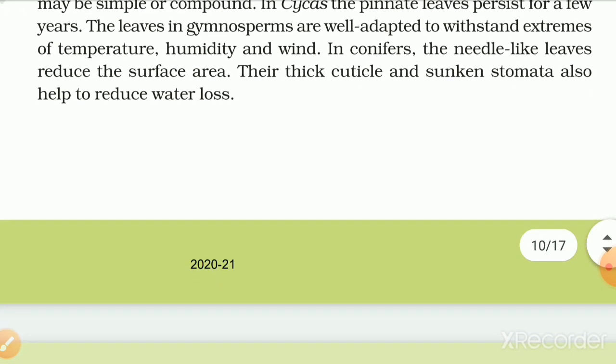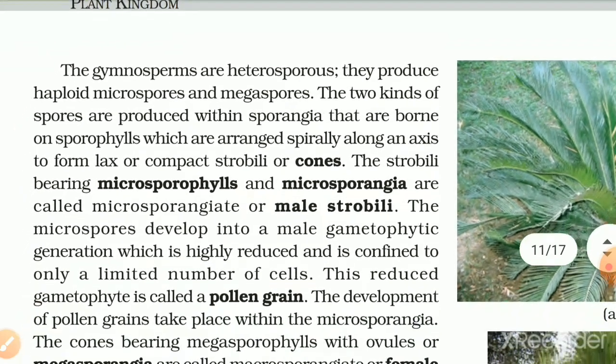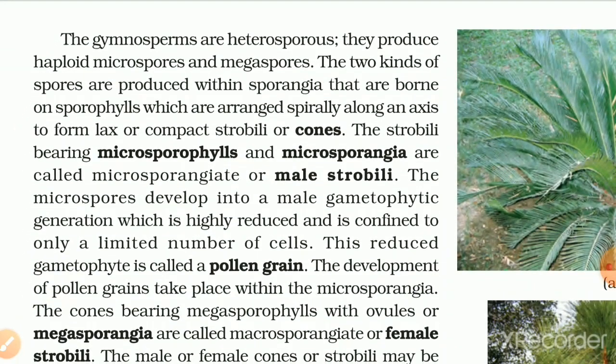In conifers, the needle-like leaves reduce the surface area. Their thick cuticle and sunken stomata also help to reduce water loss. The gymnosperms are heterosporous. They produce haploid microspores and megaspores. The two kinds of spores are produced within sporangia that are borne on sporophylls, which are arranged spirally along an axis to form lax or compact strobili or cones. The strobili bearing microsporophylls and microsporangia are called microsporangiate or male strobili.